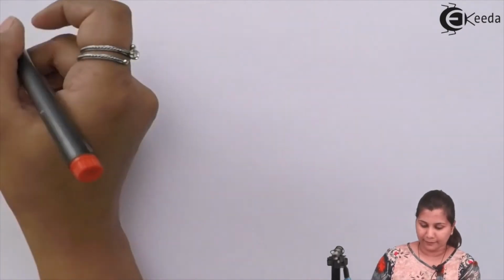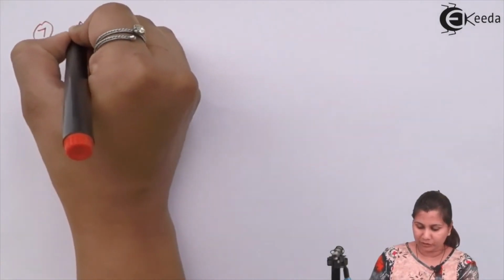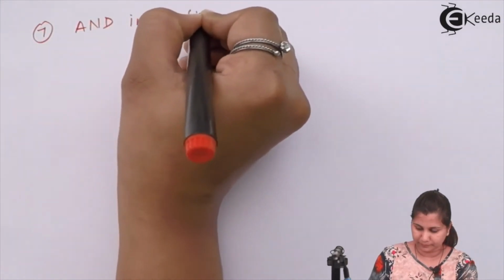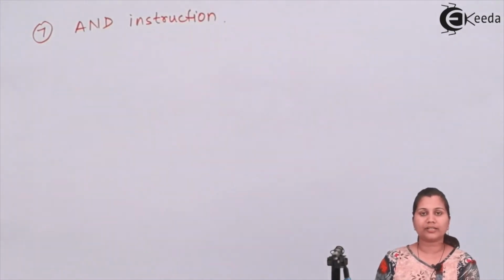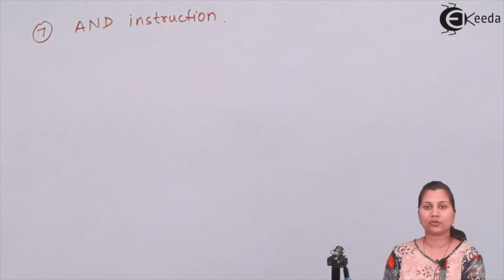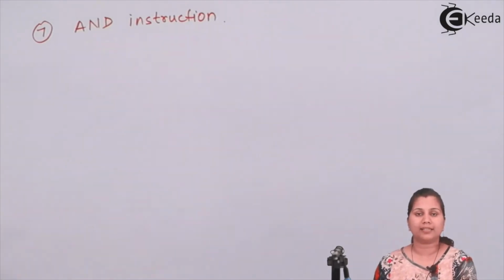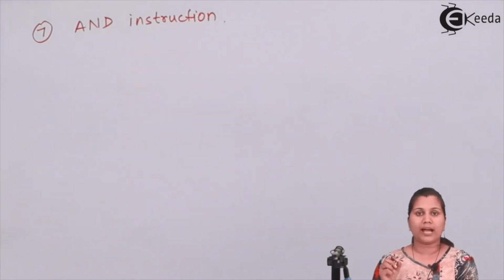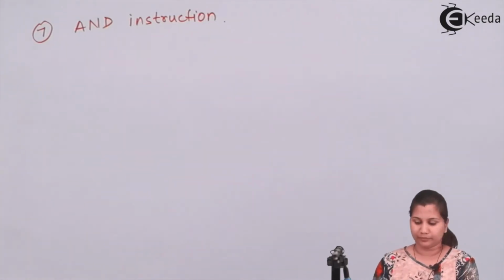Next we have the logical instructions like logical AND, OR, XOR, NOT. All these logical operations can also be performed through 8086. First we have the AND instruction. This instruction is going to AND the contents of the source and the destination, and the result is stored in the destination. Now here every bit of the source operand and the destination is going to be ANDed with each other.